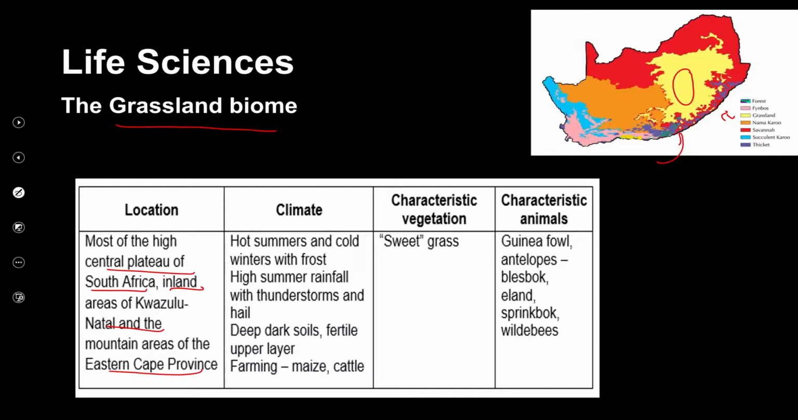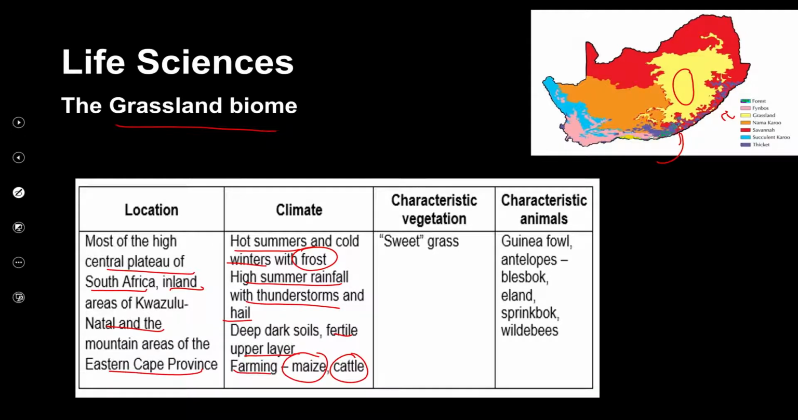The climate experienced in these biomes is hot summers with cold winters, often with frost. They have a high summer rainfall, often with thunderstorms and hail. The soil has a rich upper layer which is fertile. It's very conducive for farming, especially of maize, as well as for cattle feeding.